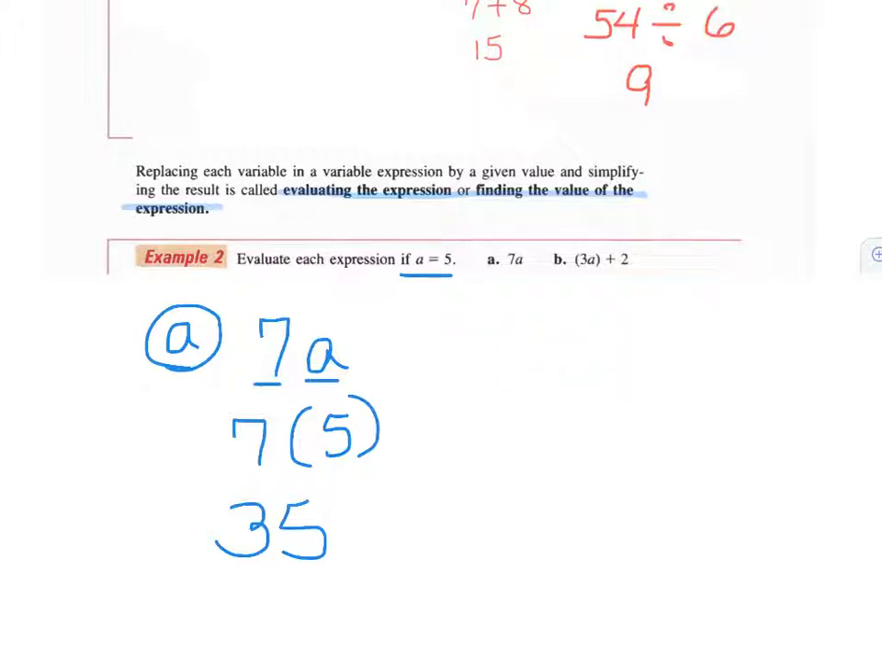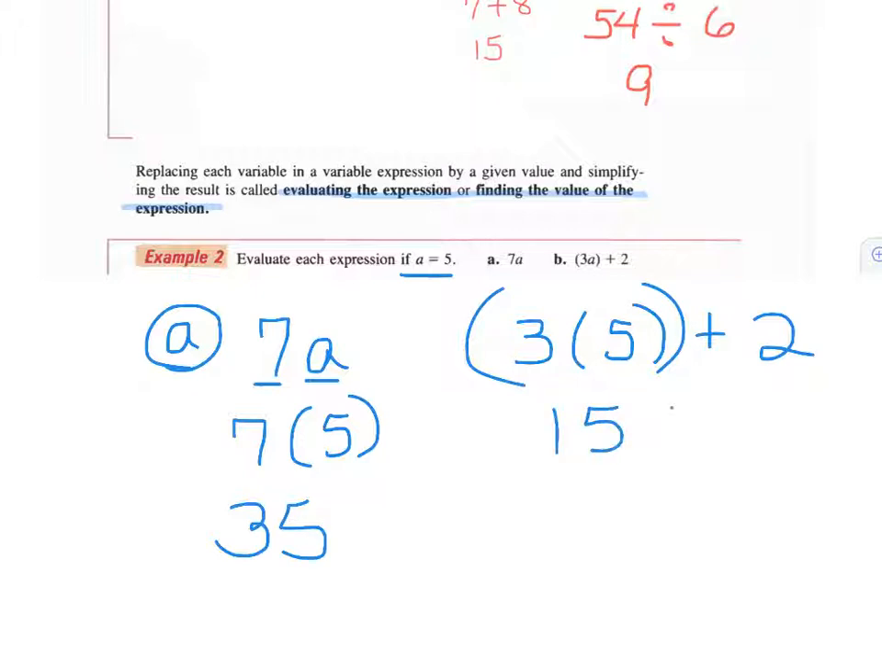Now we're going to try the next one, part B. Again, I'm going to take out the letter A. I'm going to put it in parentheses so I know that I'm multiplying. And then I'm going to rewrite everything. So now I'm going to do the multiplication first. 3 times 5 is 15, and then I'll drop down my plus 2, and 15 plus 2 is 17. The next one. Yes, absolutely, yes.